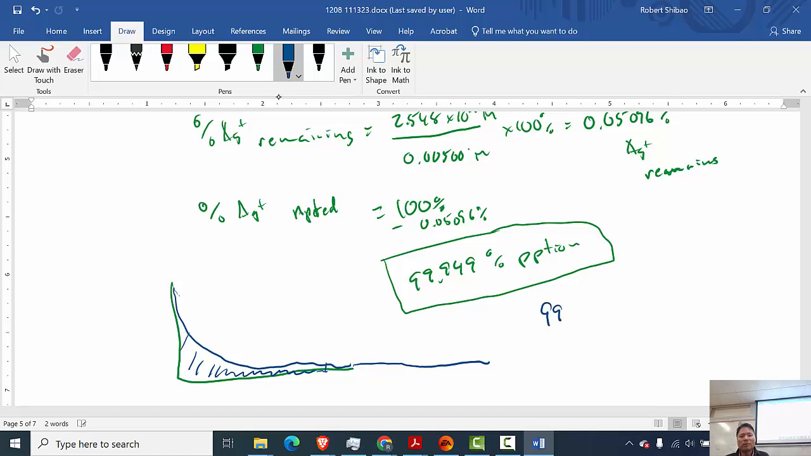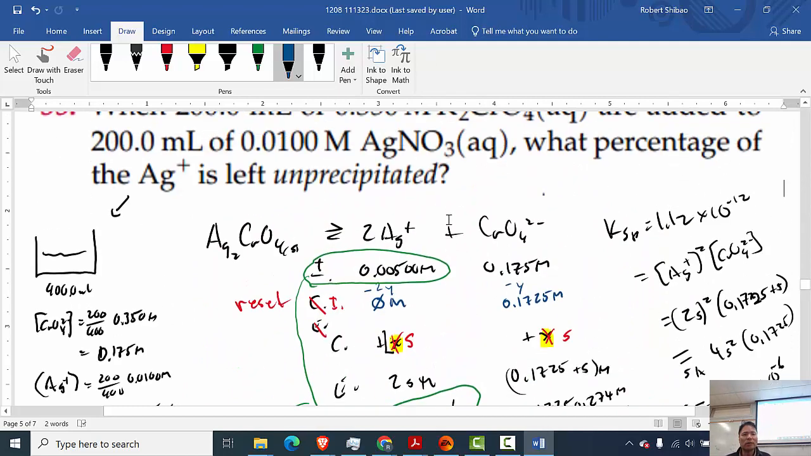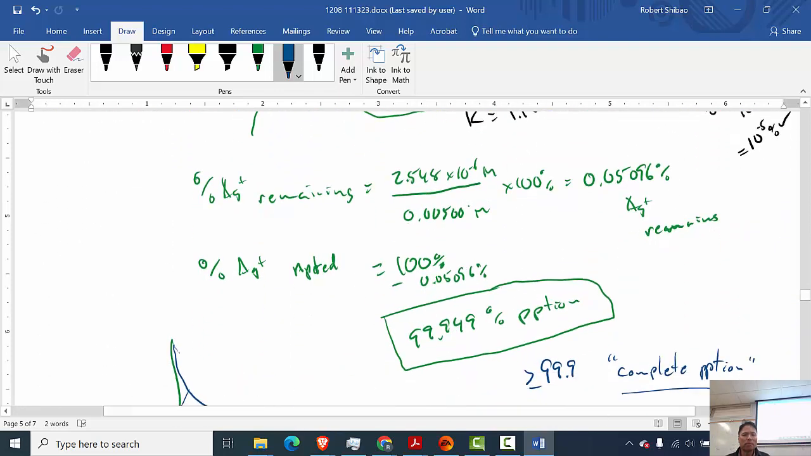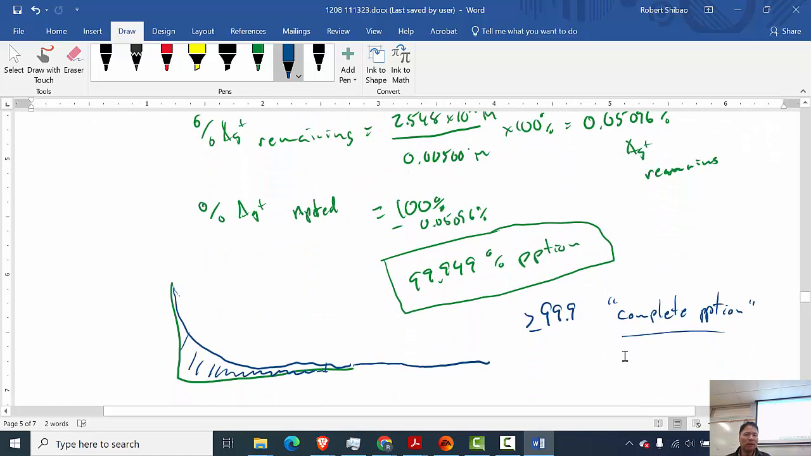And so what we say is that if we have a precipitation that's greater than or equal to 99.9%, we call this a complete precipitation, even though it's not complete. We call it a complete precipitation because it's just not worth getting that last 0.1%. We'd have to add way too much precipitating agent just to get a tiny bit of additional precipitate. So this is the criteria for completeness of precipitation. And so we call this a complete precipitation. Even though they're asking how much is left unprecipitated, we use that to figure out how much precipitated and then say that's complete. And so, in other words, if we have less than 0.1% remaining, that's complete.